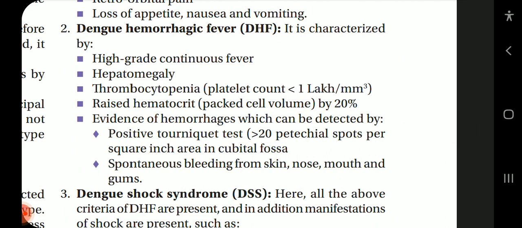Dengue hemorrhagic fever, DHF. It is characterized by high-grade continuous fever, hepatomegaly, thrombocytopenia, platelet count less than 1 lakh per mm cube, raised hematocrit, PCV by 20%, evidence of hemorrhages which can be detected by positive tourniquet test, more than 20 petechial spots per square inch in the cubital fossa, and spontaneous bleeding from skin, nose, mouth, and gums.